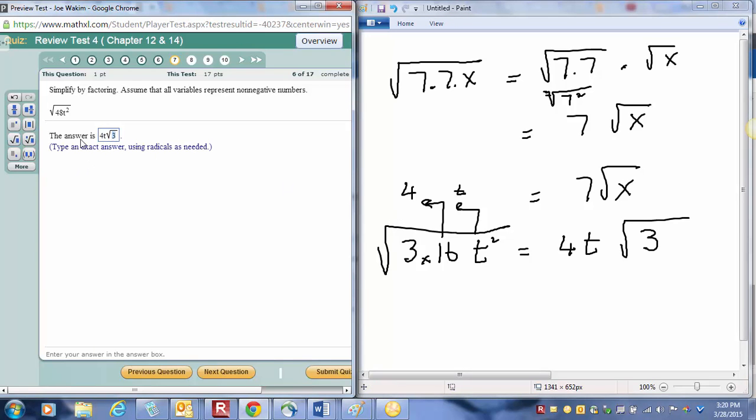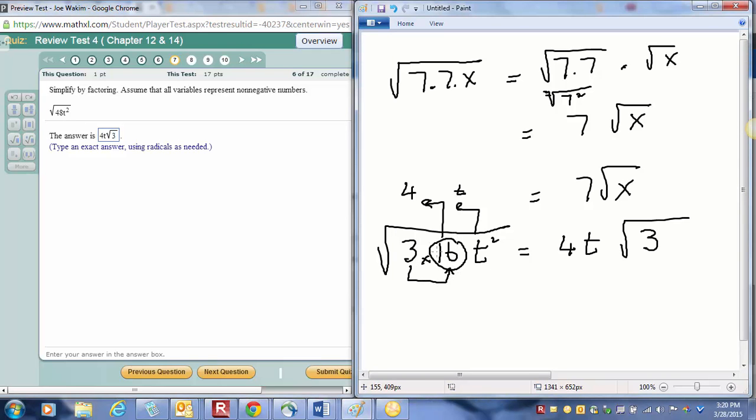Again, when you look at this 48t squared, notice that 48 is 3 times 16, and 16 is a perfect square that will come out as 4. The square root of 16 is 4. t squared is a perfect square because t times t is t squared, so t will come out. So the only thing left inside is 3, so 4t square root of 3 would be the final answer.